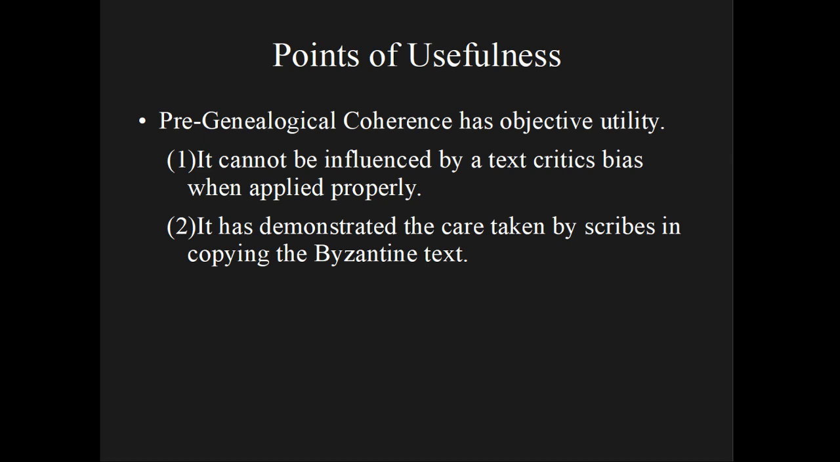So let's look at some points, or at least one point that I think is of usefulness to the method that we've discussed today, and that is the pre-genealogical coherence. I think it has some real utility because it is objective, right? Because it is not influenced by the bias of a text critic. If it's applied properly, it can only be applied in one way, and that is based on the facts about the manuscripts.